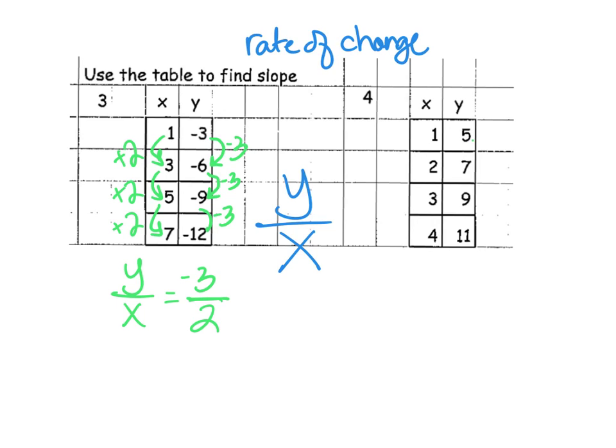It's y over x. How does 5 become 7? Plus 2. How does 7 become 9? Plus 2. How does 9 become 11? Plus 2. So my y over x, the y is changing because I'm adding 2, but how is my x changing? How did 1 become 2? How did 2 become 3? How did 3 become 4? Y changed because I was adding 2. X changed because I was adding 1.